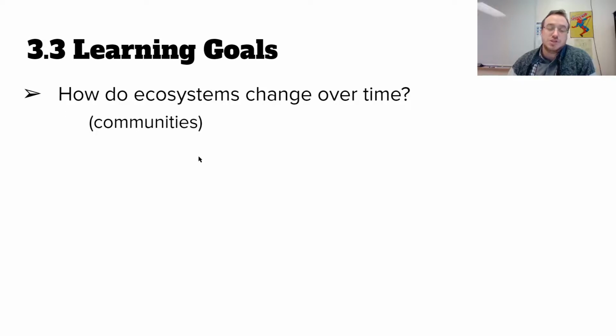So ecosystems change over time through primary succession and secondary succession, as well as the evolution of the populations that live in them, right? If you're in my environmental science class, we are going to continue to go over these things and we're going to kind of look at them in a couple of different lights as well. So we're going to continue to expand on these.